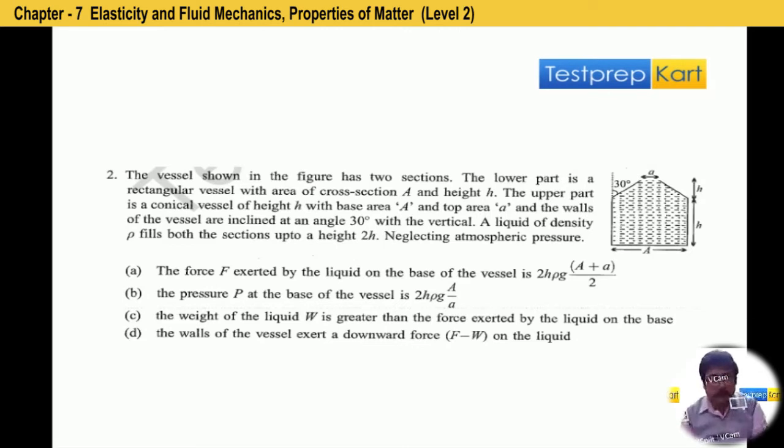Now question number 2. A vessel shown in the figure has two sections. The lower part is a rectangular vessel with a cross-section area A and height h. The upper part is a conical vessel of height h with base area A and top area A. The walls of the vessel are inclined at an angle of 30 degrees with the vertical.